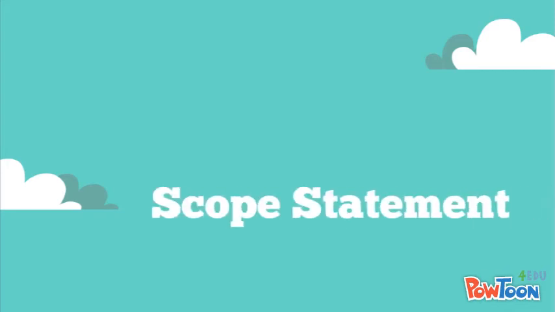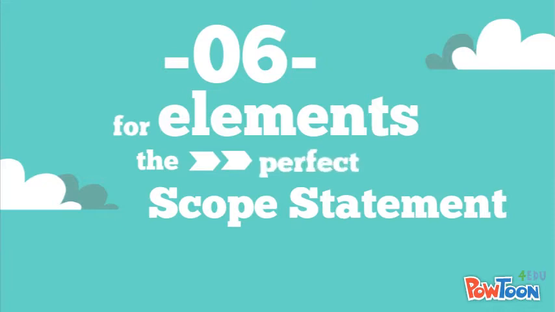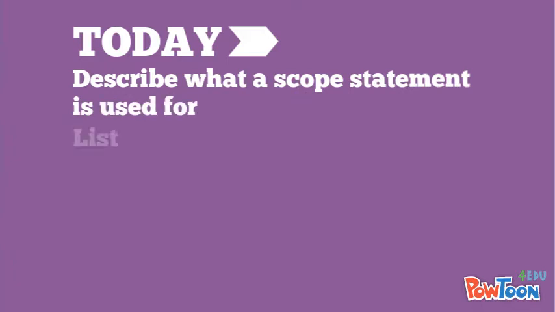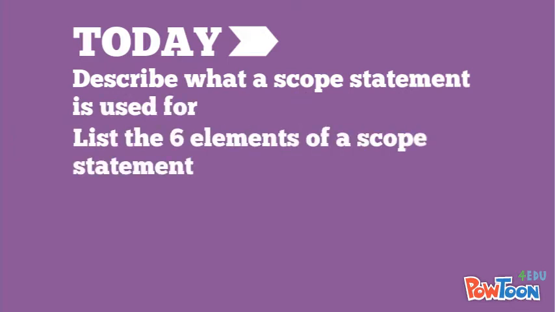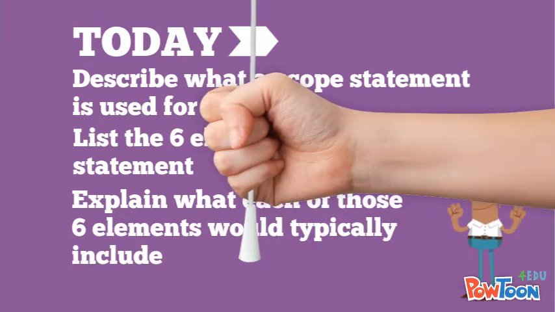Today, we'll be looking at a scope statement. This is one of the first documents created once a project moves into the planning phase, so it's quite important to get it right. At the end of this video, you'll be able to describe what a scope statement is used for, list the 6 elements of a scope statement, and explain what each of those 6 elements would typically include.